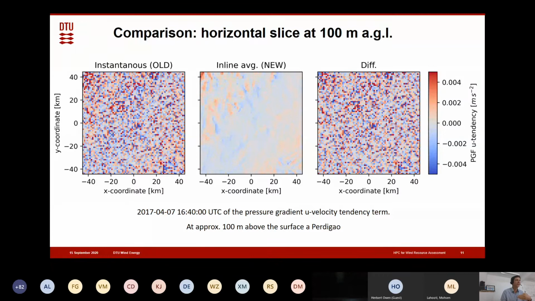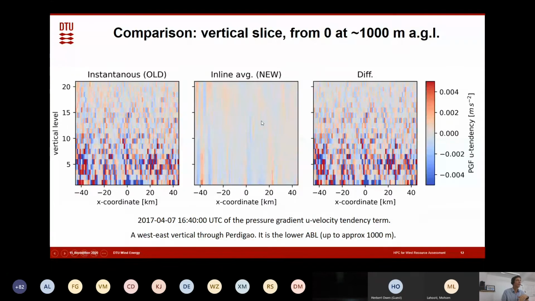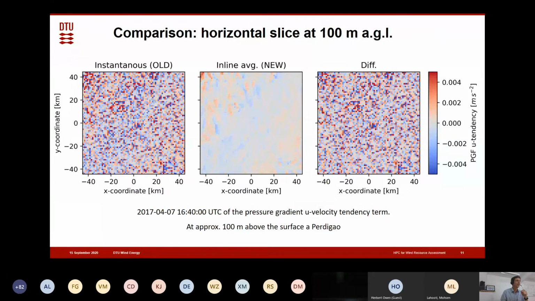In the middle plot, you see the inline averaging method. This is looking at a horizontal slice at 100 meters, and you can see the difference is quite significant. And then we can also see this in terms of a vertical slice through the Pedagao site again. In the old method, there was a lot of noise in that instantaneous version. The inline averaging is giving this much cleaner picture, where it's mainly the signal left that's important. So in these ones, you can see these features.